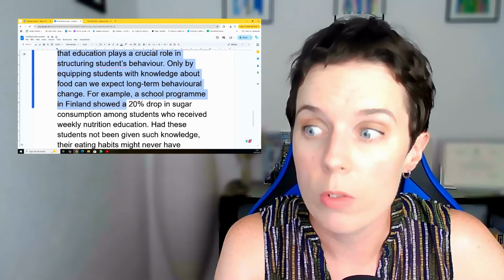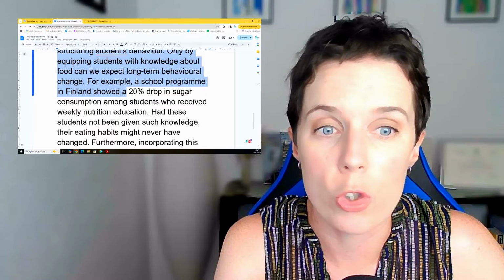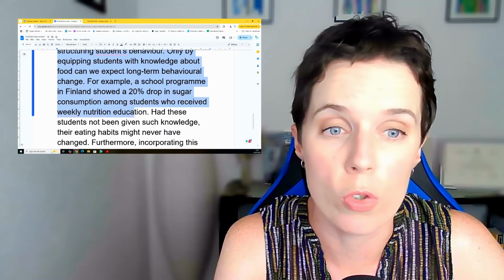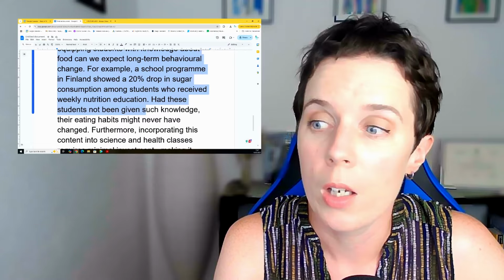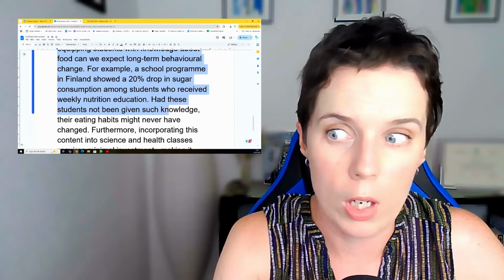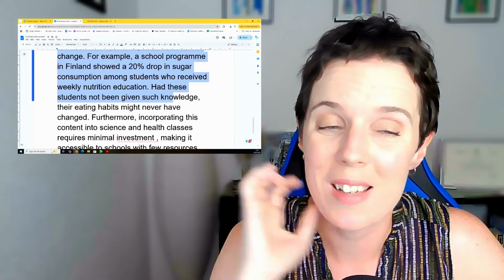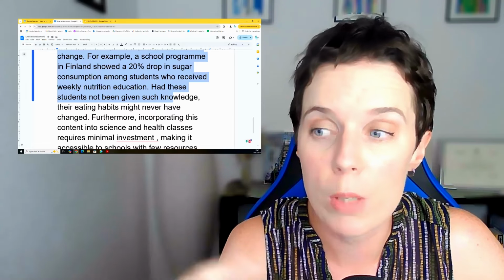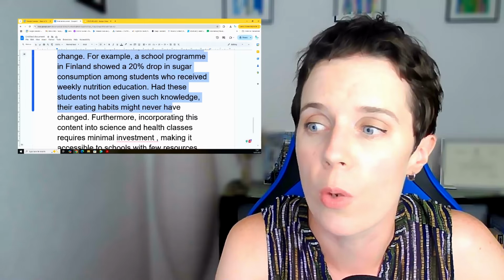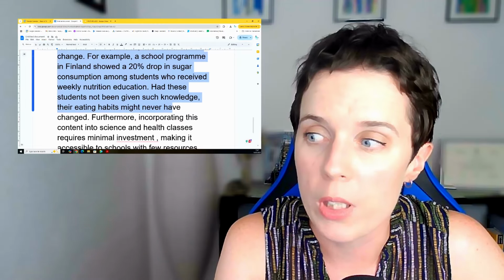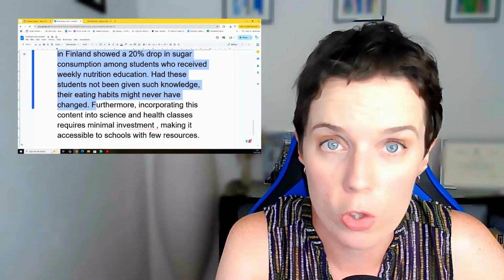Give an example. For example, a school programme in Finland showed a 20% drop in sugar consumption among students who received weekly nutrition education. Okay, I've added an extra sentence in here just to give a conditional form. This sentence isn't exactly necessary, but it does add to it. It's relevant and it adds different grammar. So, had these students not been given such knowledge, their eating habits might never have changed.